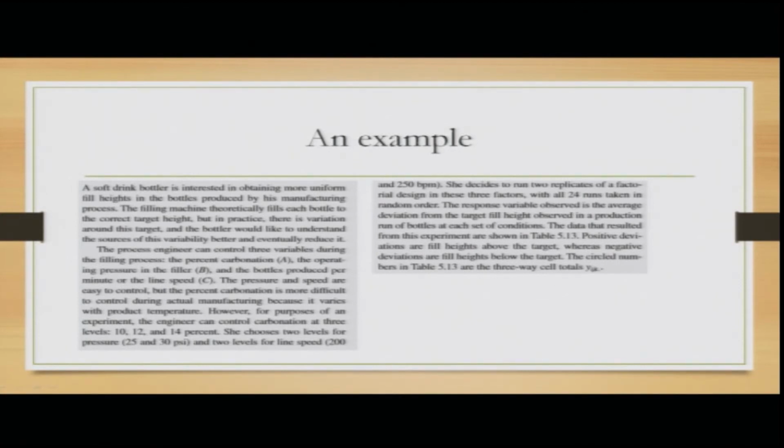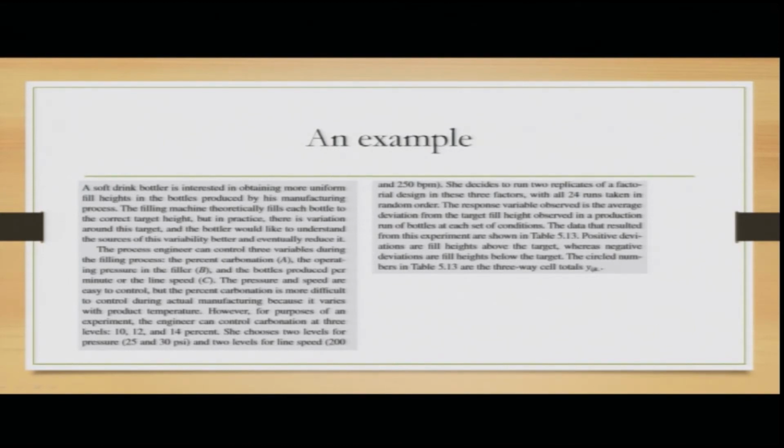The response variable observed is the average deviation from the target fill height observed in a production run of bottles in each set of conditions. The data resulting from this experiment are shown in Table 5.13. Positive deviations are fill heights above the target, whereas negative are fill heights below the target. The circled numbers in this table are the 3-way cell totals, which we just mentioned.